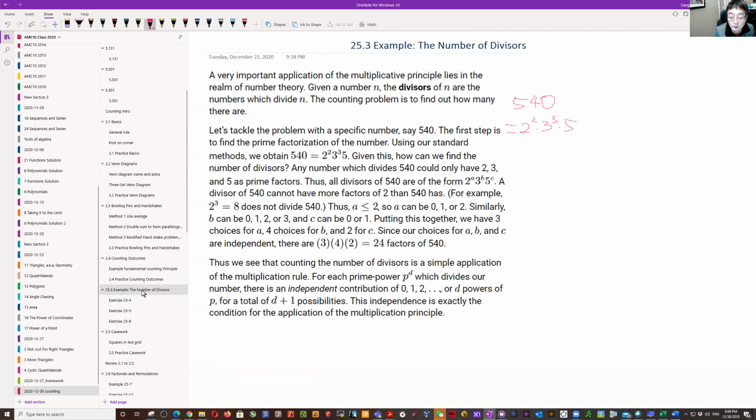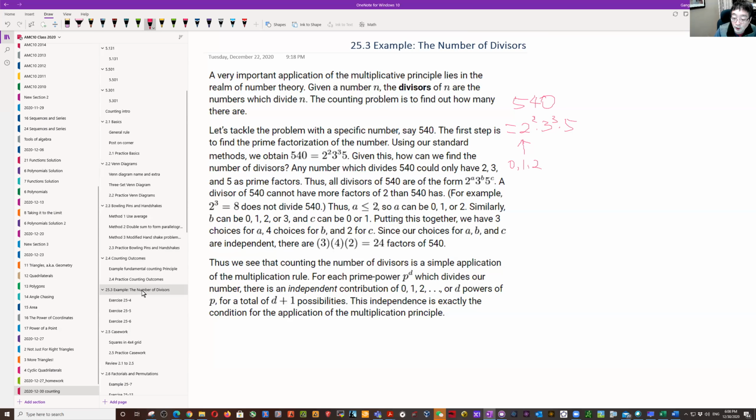So if we are able to factor this into this format, it's very easy to count the number of factors. The way to choose the exponent of 2 is that we have 3 ways: 0, 1, and 2.